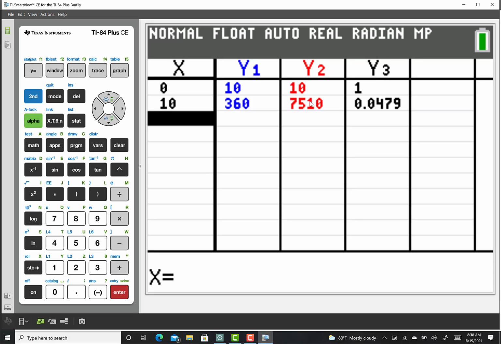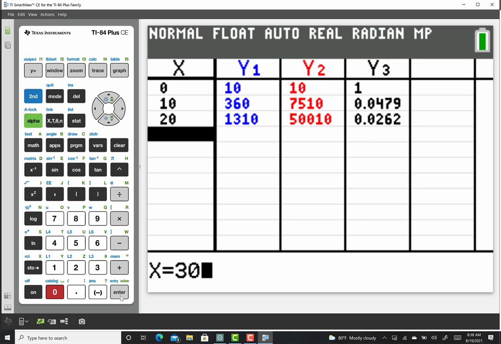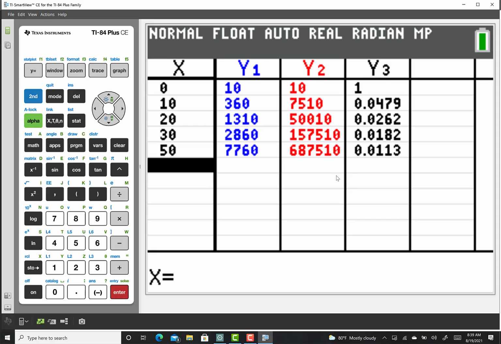Look how the denominator is bigger than the numerator. I'm going to put 20, and then enter. Look at y3, the output: 0.02. It's even closer to 0. I'm going to go to 30. And look, the denominator is just huge now. The numerator is growing also, but the denominator is growing way faster. The number in red is growing way faster than the number in blue. And look at the output, 0.01. Let's go to 50. 0.011, so it's even closer than the previous one.